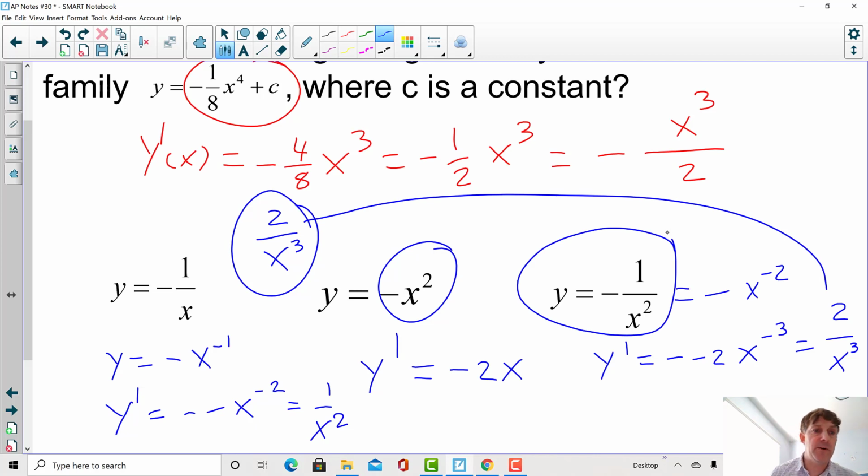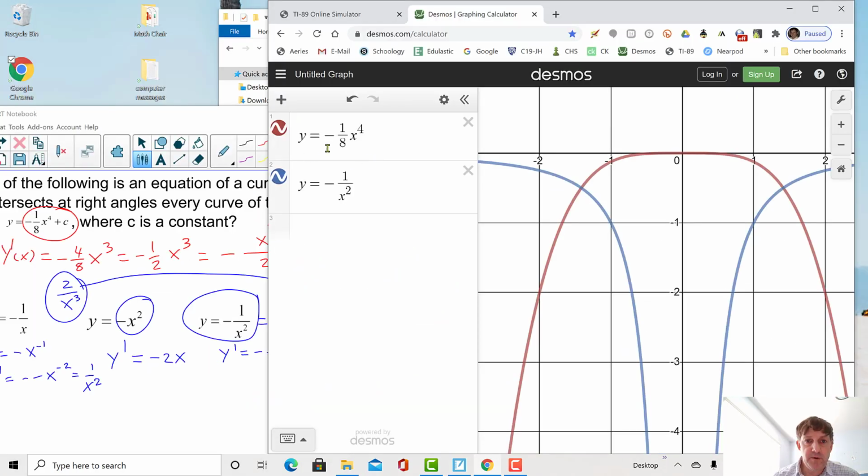Let's look at that on a graph. Our first function in red is negative 1 over 8x to the fourth. And then our other function is y equals negative 1 over x squared. That'll be the blue one. You can see where they intersect. It does look like it's perpendicular. But let's add some other numbers in here. Remember, it was plus c, so our c can be any value.